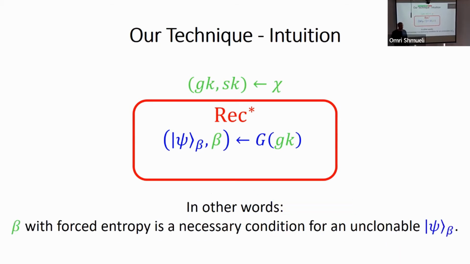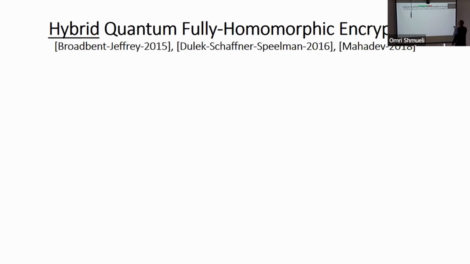In other, more formal words, the fact that beta, this measurement result, has forced entropy is a necessary condition for our goal of an unclonable state. So this is now what we're looking for. And when we look at this condition, one example comes to mind. So we arrived at our main tool, which is hybrid quantum fully homomorphic encryption, constructed by a series of works, starting with Broadbent and Jeffrey, and then Gulick, Schaffner, Spielman, and then finally Mahadev.